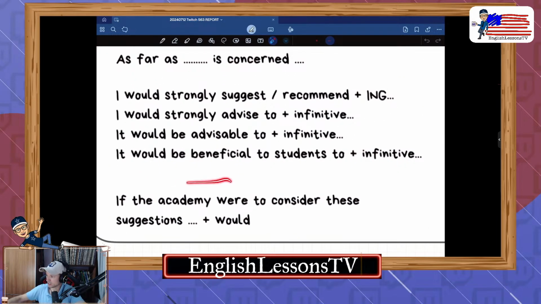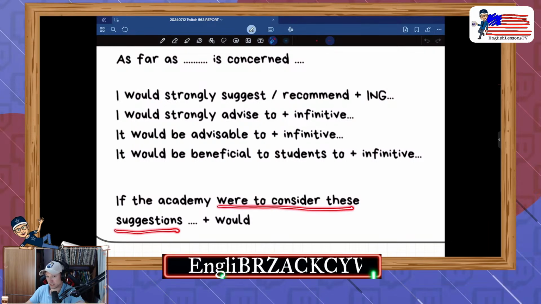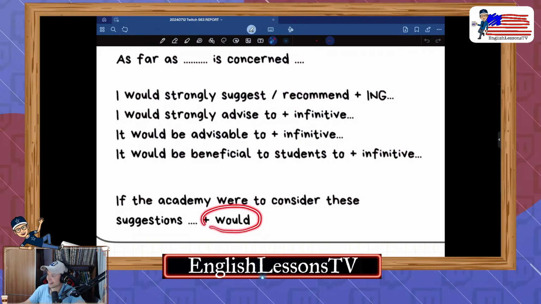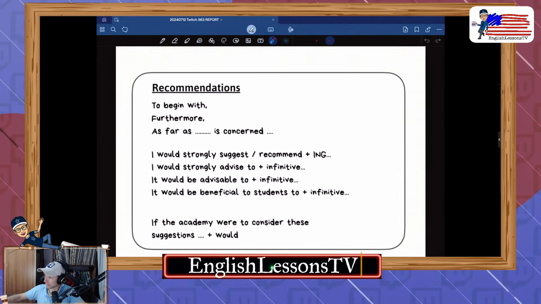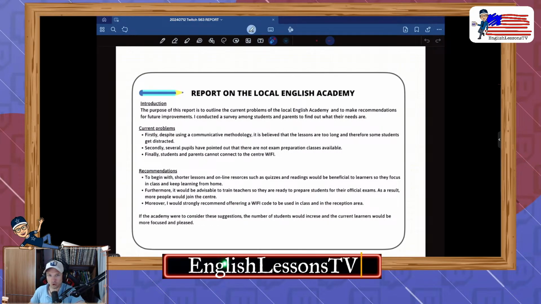And finally, as a final remark, you could say a second conditional, using a higher level second conditional. If the academy were to consider these suggestions, they would improve their image and students would enroll more and they would get more money. Yes, this is a second conditional high level. Okay. Let's see one example of all of this.